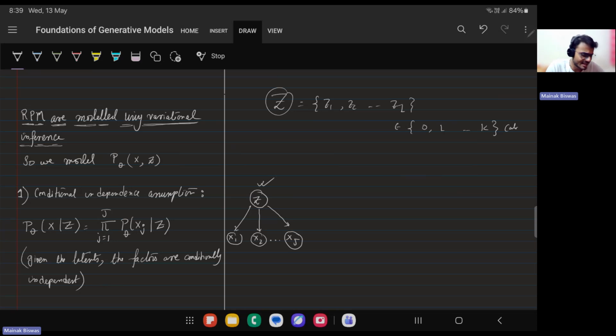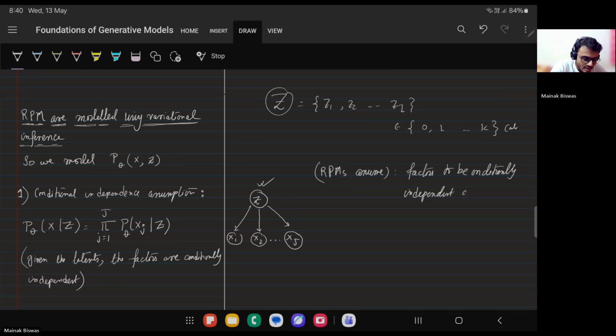What is the structure of Z? Let us take the entire Z, for example. The RPMs assume the data, or the factors, to be conditionally independent given the latents.